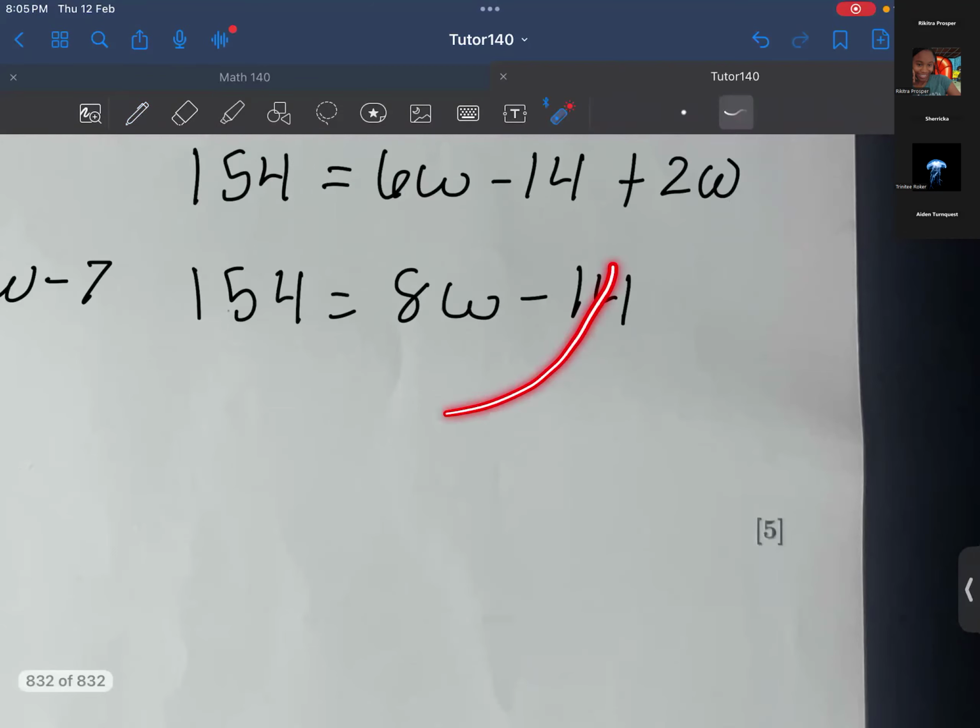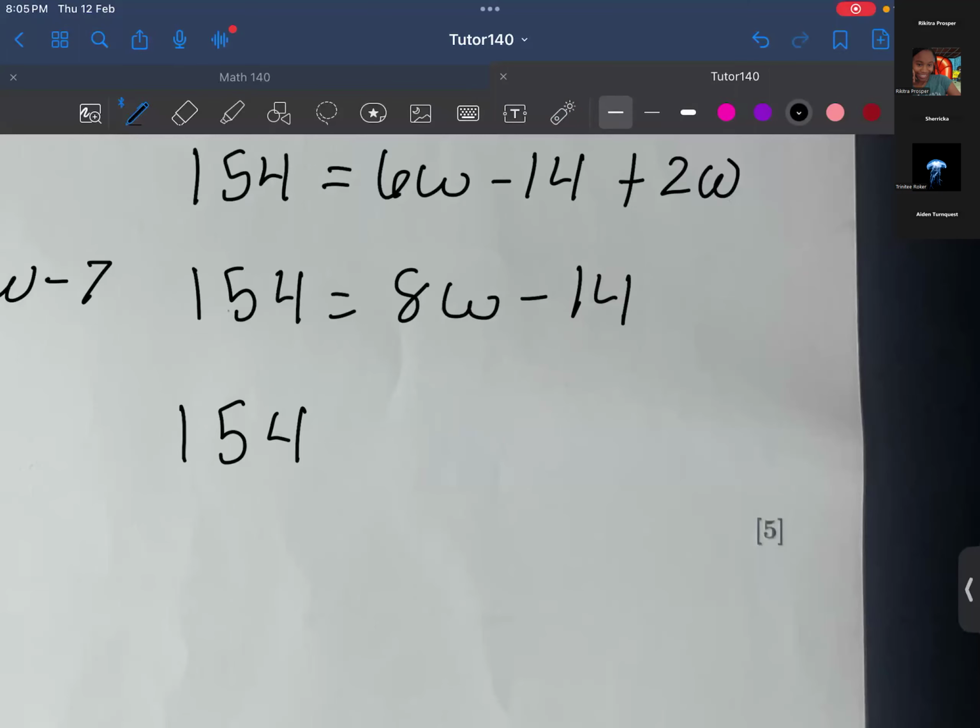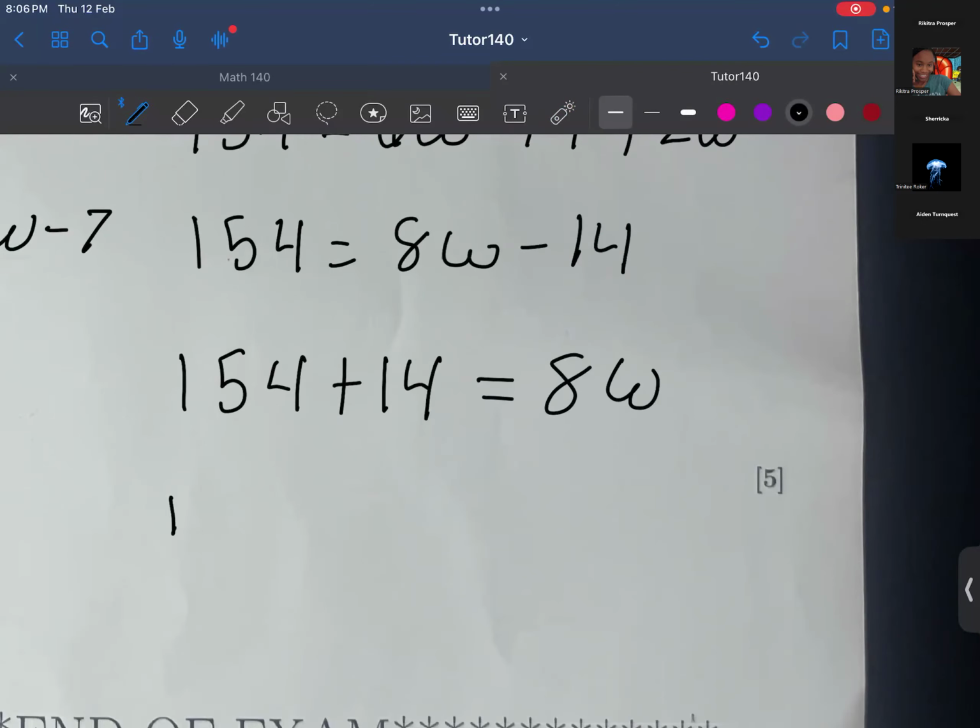Going to send the 14 over. So that'd be 154 plus 14. When you send it over, it's going to be positive, transpose is going to be positive. Is equal to 8w. 154 plus 14, that is 168, is equal to 8w. Now we're going to divide 168 by 8. So w, that's 21. So 21 is equal to w.